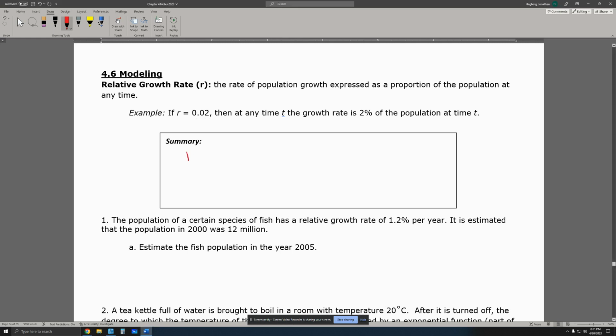In summary, the population would grow larger and larger amounts. Okay, so this growth rate is just saying that it's growing by a larger and larger amount.